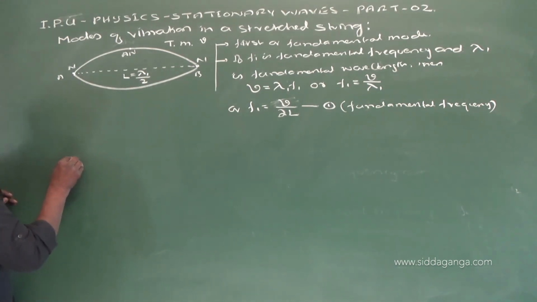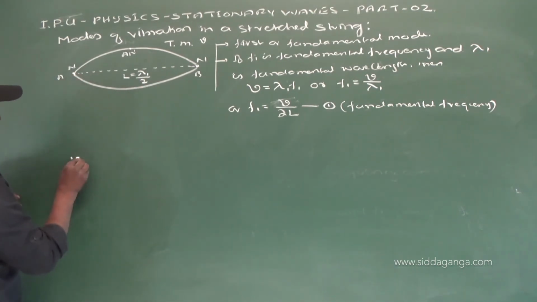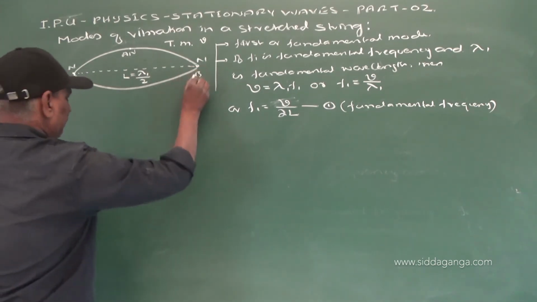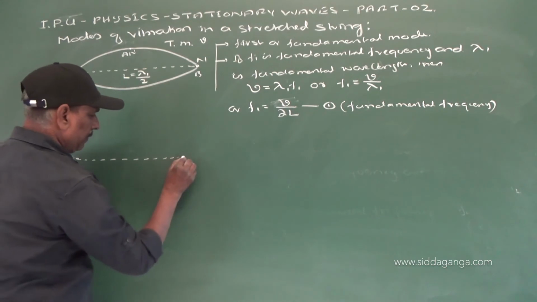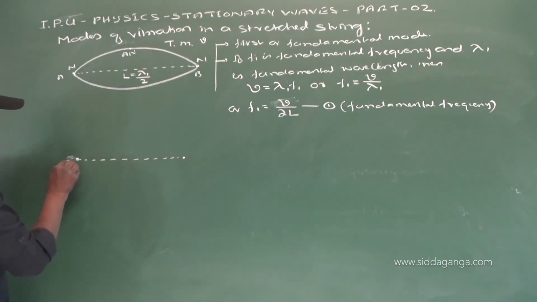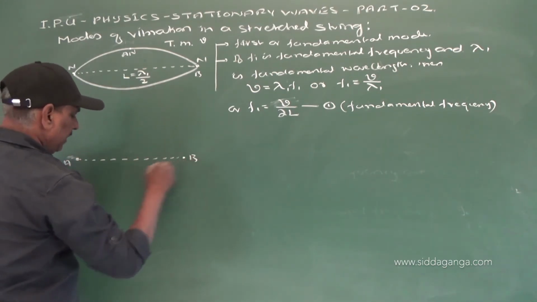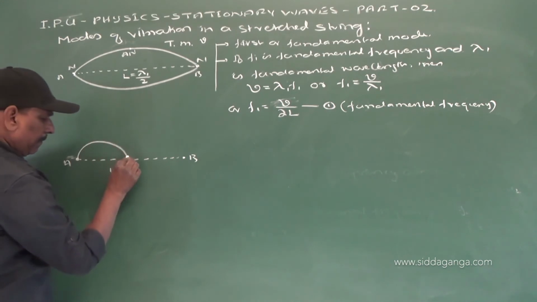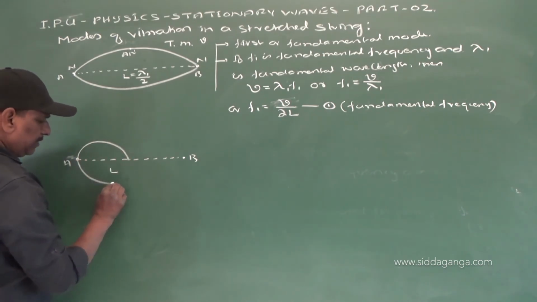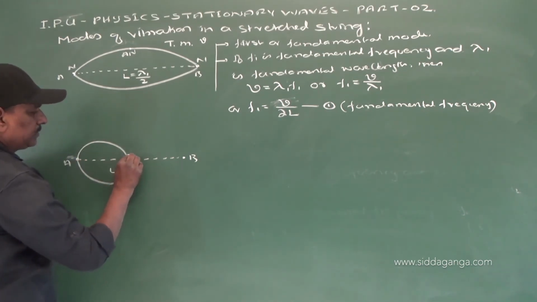Now we know that in the next mode of vibration, the string vibrates with two loops.